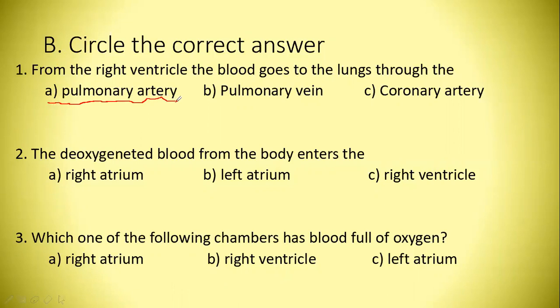Option A. The deoxygenated blood from the body enters the dash. Right atrium, left atrium, right ventricle. Choose your answer. The deoxygenated blood from the body enters the right atrium. Answer is this one.